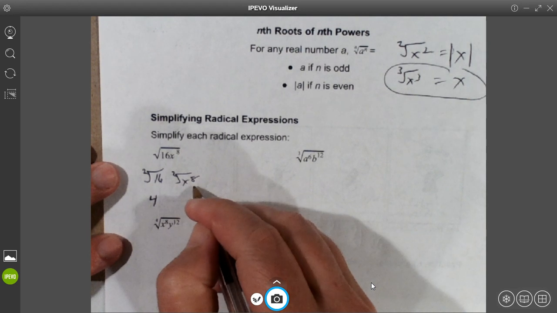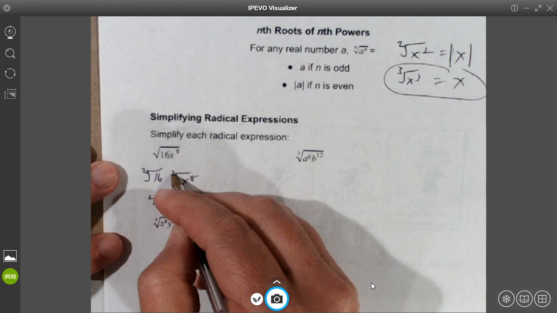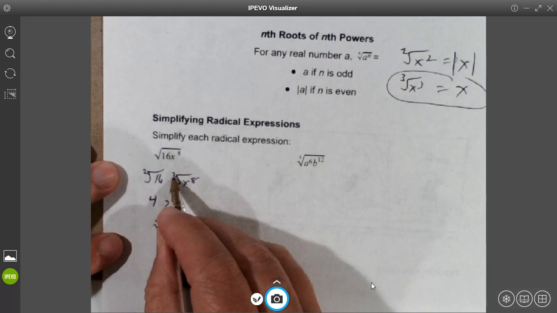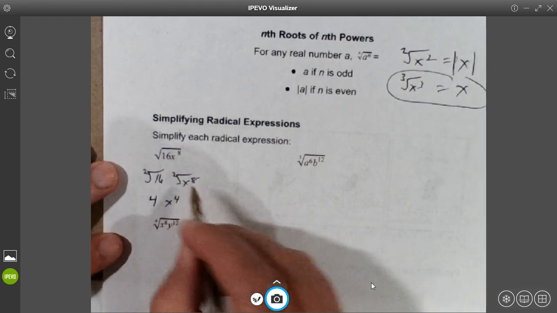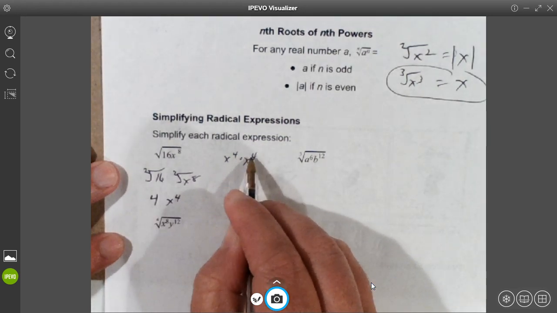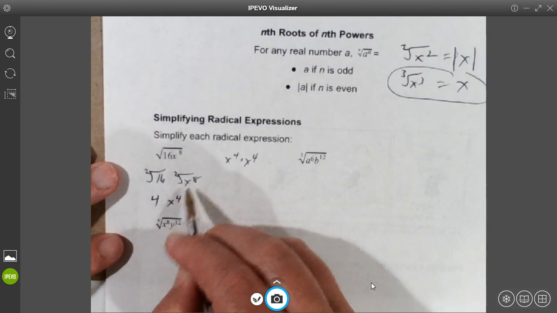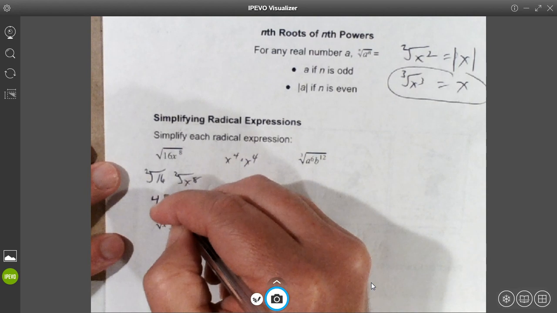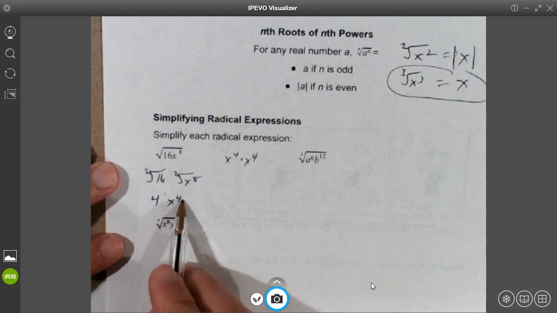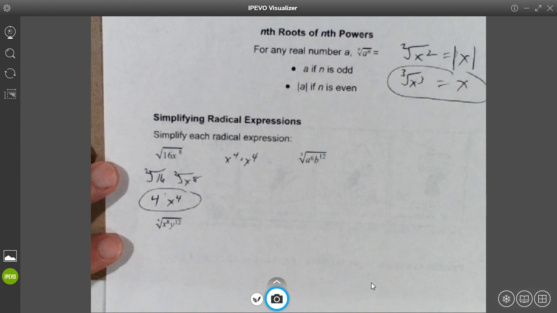Now, what is the square root of x to the 8th? Well, I can do 8 divided by 2, and that is x to the 4th. Because if you look, we're saying what times itself would give you x to the 8th? Well, x to the 4th times x to the 4th, because we add those exponents together, would be x to the 8th. So the square root of x to the 8th is x to the 4th. Now again, I should have absolute value symbols around that. But if we think about it, anything to the 4th power is always going to be positive anyway, so I technically don't need those.